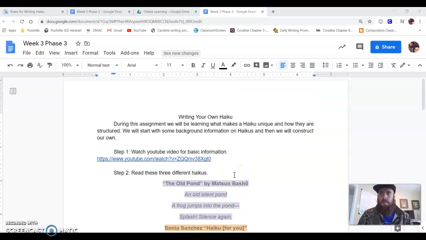This is the third assignment for week 3, so week 3, phase 3. Today we're going to be focusing on haikus, writing your own haiku. I'm going to underline that. During this assignment, we'll be learning what makes a haiku unique and how they are structured. We will start with some background information on haikus and then we'll construct our own. So I'm going to guide you through how to write one, some examples of them, and then we're going to write our own. Nothing too crazy, don't freak out.